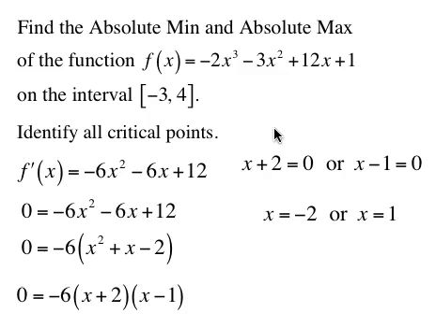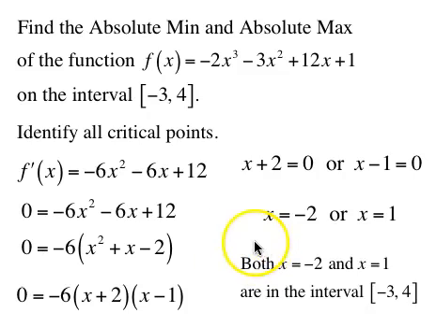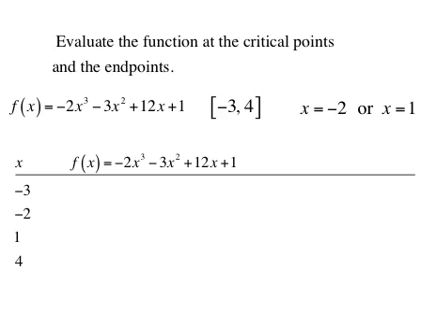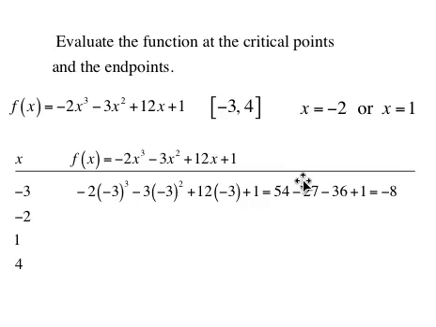So our candidates for absolute mins and maxes will be our critical points and our endpoints. We'll test all of them. The highest value is the absolute max. The lowest value is the absolute min. And again, we use those because they're in that interval. So here we go. There's our function, there's our interval and our critical values. So we're testing -3 and 4, the endpoints, and -2 and 1, the values in that interval, plugging them into -2x cubed minus 3x squared plus 12x plus 1.